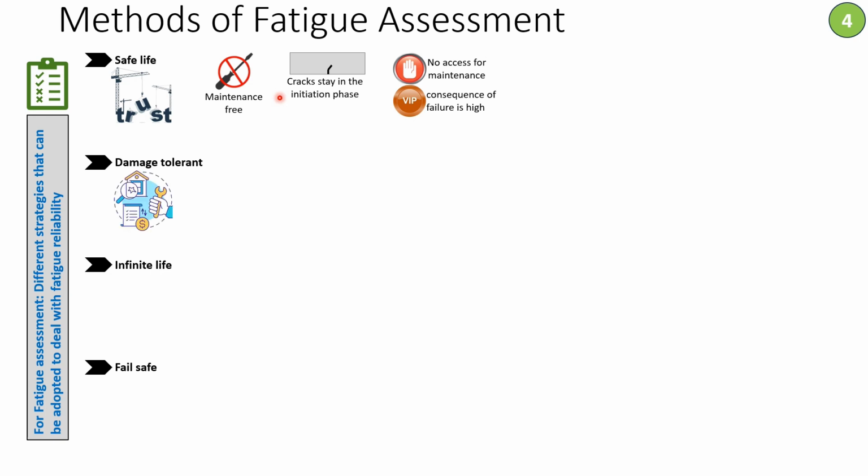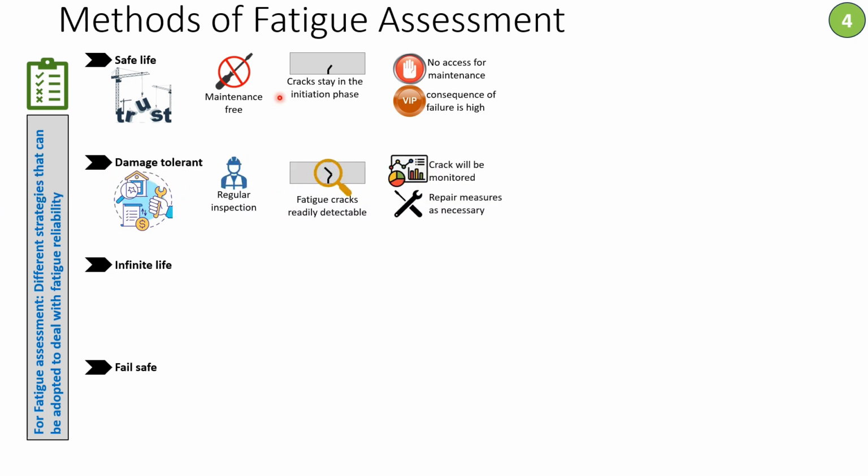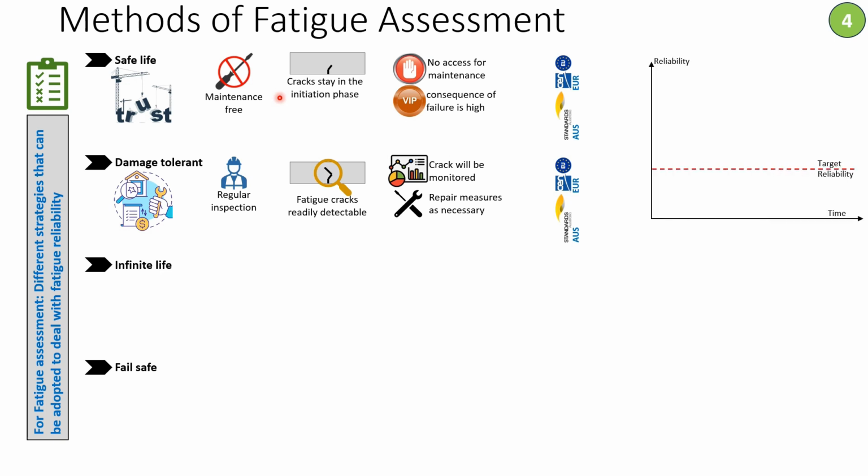The second one is damage tolerant. It allows for fatigue cracks to initiate and propagate, but the fatigue cracks are readily detectable because you have regular inspection, and that enables you to detect the crack once it happens. Once the crack happens, you either monitor the crack or repair the crack. Those two methods are adopted by the Australian code and the Eurocode, and this is how those two methods affect the performance reliability of the structure.